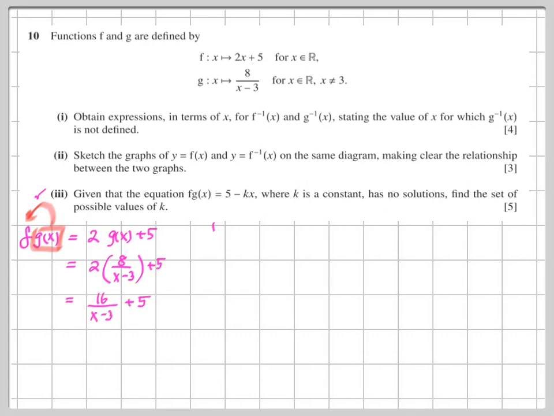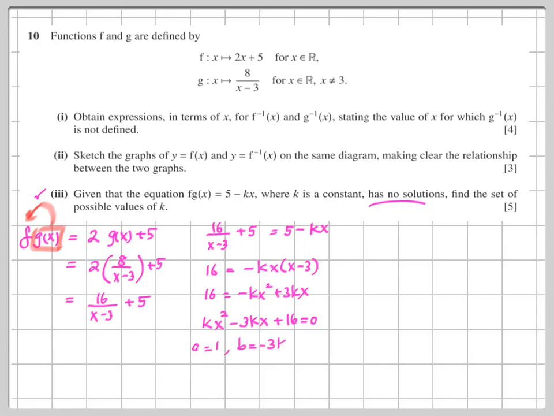Equate it to 5 minus kx. And let's see what kind of function you get. Linear, quadratic, cubic, let's see. When you expand, you are getting a quadratic expression with no solution. That means no points of intersection. That means roots are imaginary, which means b squared minus 4ac is less than 0.